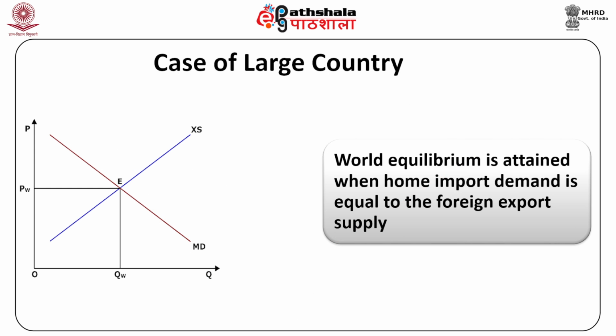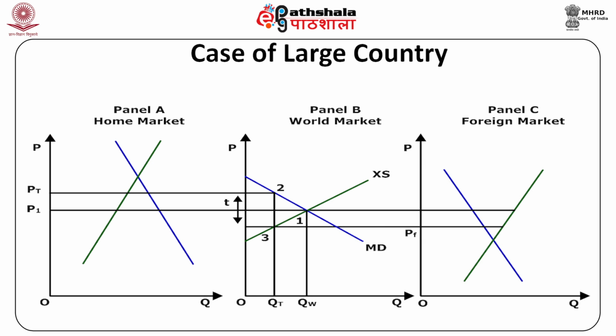World equilibrium is attained when home import demand is equal to foreign export supply. Figure 4 shows this equilibrium at point E. Now we will examine the effect of a tariff imposed by the home country. The figure explains the effect of a specific tariff of rupees T per unit of the commodity. In the absence of the tariff, world demand and world supply would be equalized at the point of intersection, that is point 1 in panel B, at the equilibrium world market price P1.